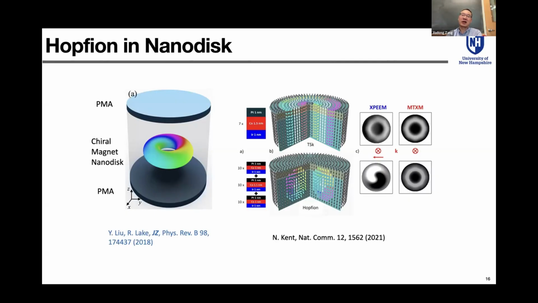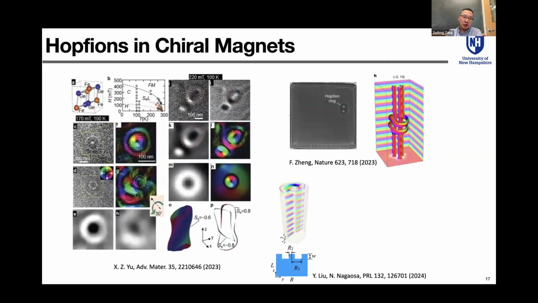And there is a good indication of the Hopfions inside. And later, there were also some other predictions, and actually, there were also some experimental observations of the Hopfions in chiral magnets. Like on the left panel, the Tokura group from Riken observed the Hopfions in iron germanium. But the Hopfion in this setting is not complete, and they call it a fractional Hopfion.